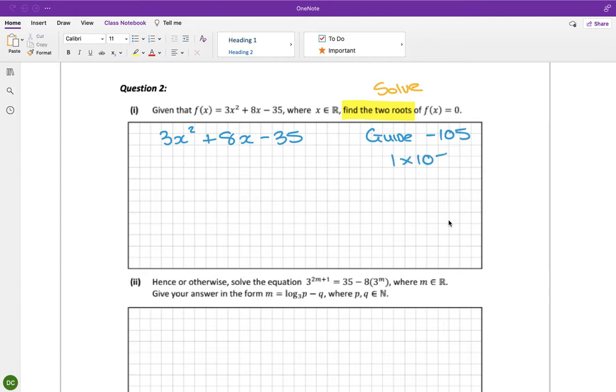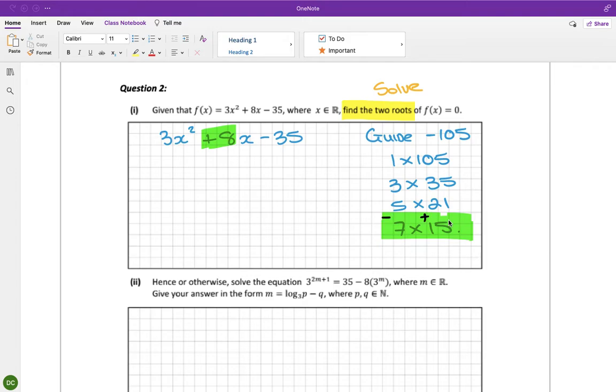So that's 1. 2 won't work. 3, oh, that's how I got it. So 3 times 35. 4 doesn't work. 5 is 21. Still not going to work. So I'm looking for a combo that will give me 8. 105 divided by 6. No. 7. Yeah, 7. Ooh, 7 and 15. That'll work. I need a plus 8. So that means I need a plus 15 and a minus 7.